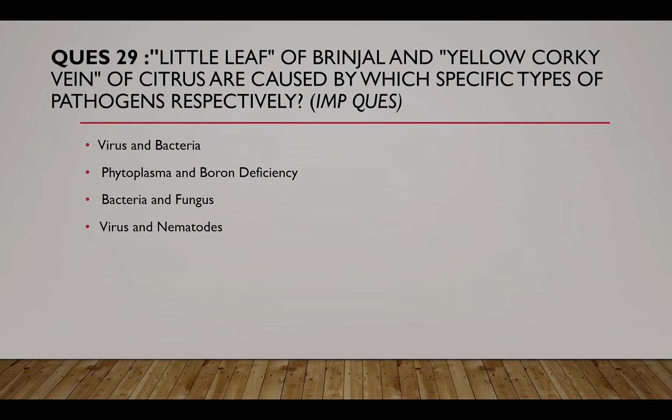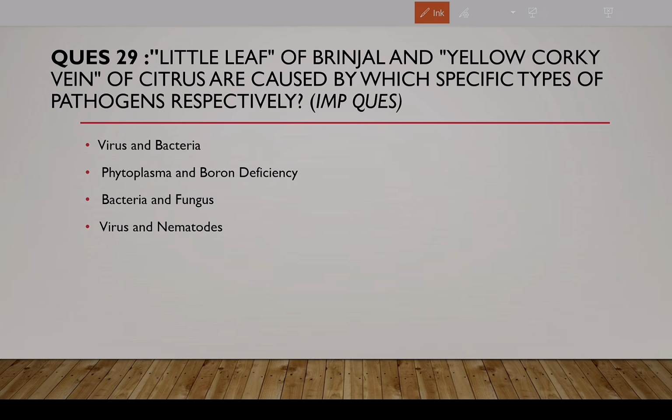The next question is: little leaf of brinjal and yellow cockle vein of citrus are caused by which specific pathogen, respectively? In this question, little leaf is caused by phytoplasma, and yellow cockle vein is due to boron deficiency.